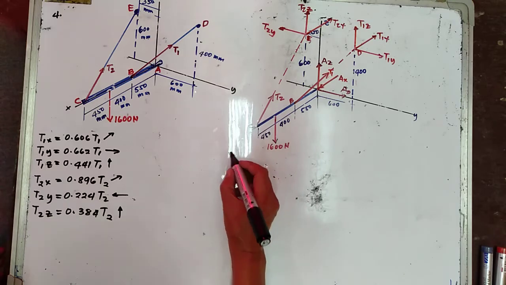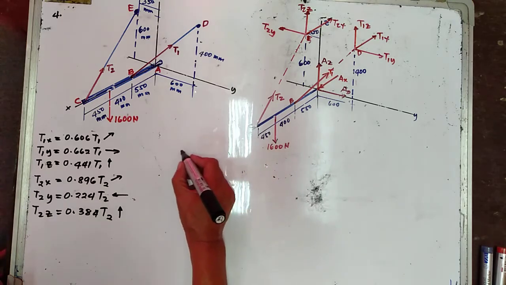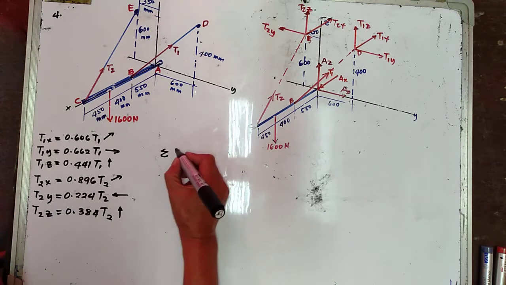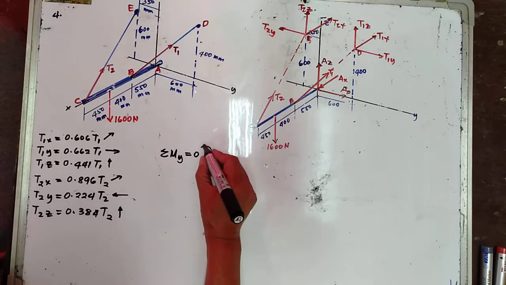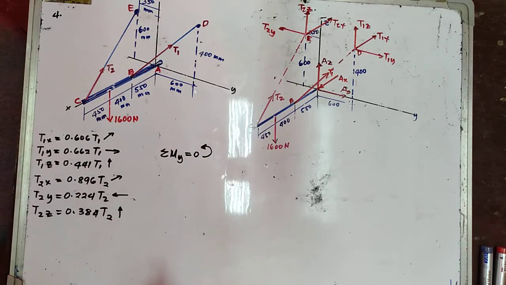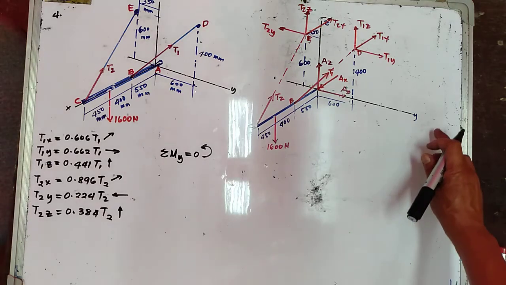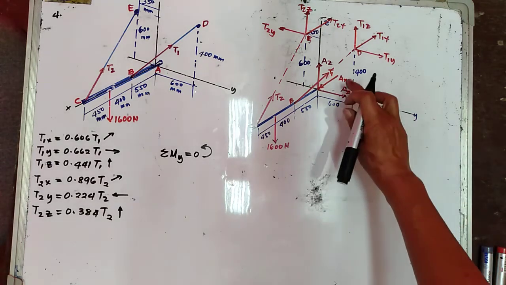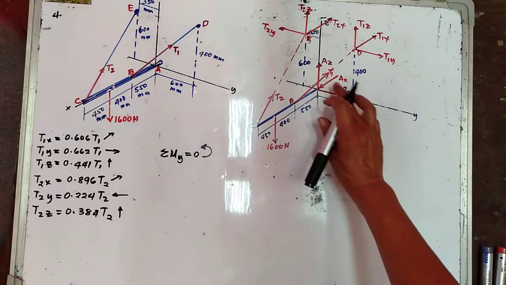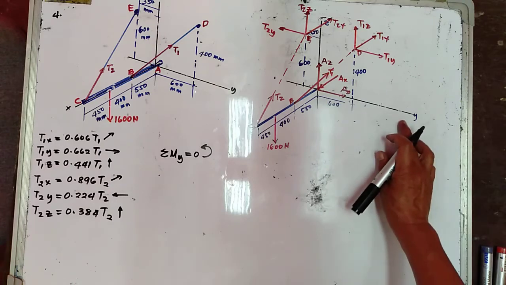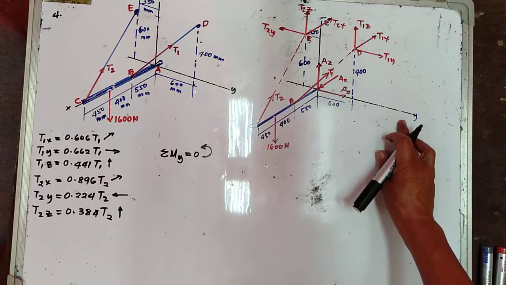Now, let us try to take summation of moment about the y-axis is equal to 0, clockwise moment positive. So this is the y-axis. AX, AY, and AZ have no moment because these components of the reaction at A intersect the y-axis.